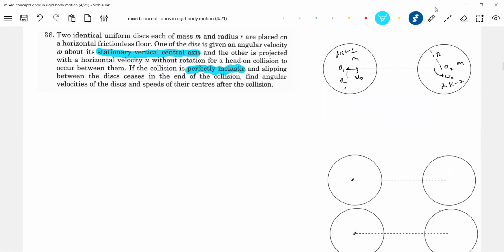Both the disks are free to move. So what do you mean by stationary? If it is rotating, I should say rotating about an axis, and that axis is stationary. The axis is not moving, but the disk is free to move. So what all do you have here? Collision, conservation of linear momentum, friction will act, angular impulse, angular momentum equation. Now it's telling e equal to 0. So all three mixed ideas we are bringing, and torque, everything we are going to introduce here.